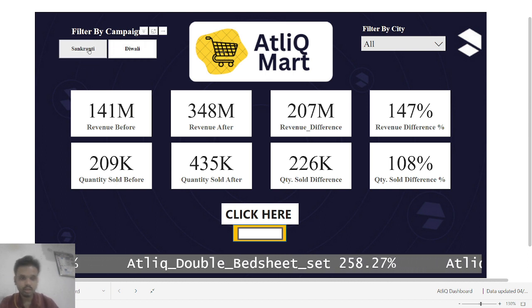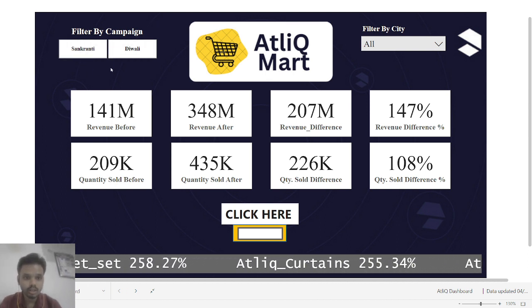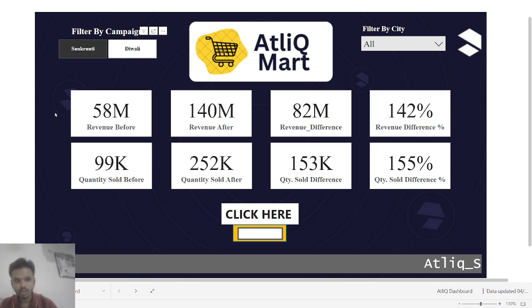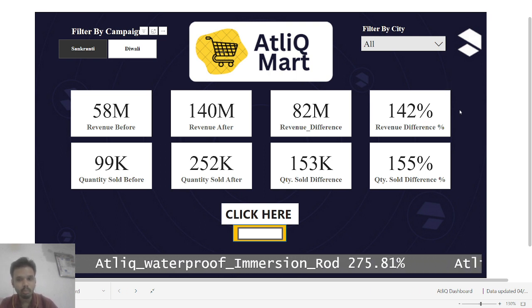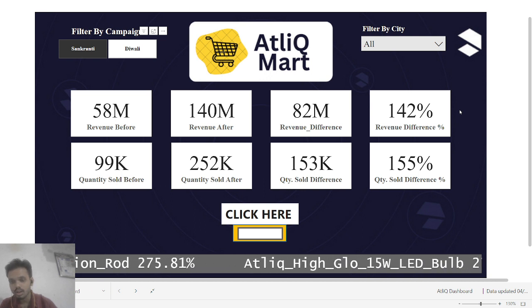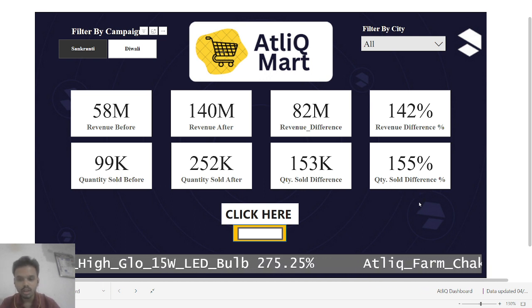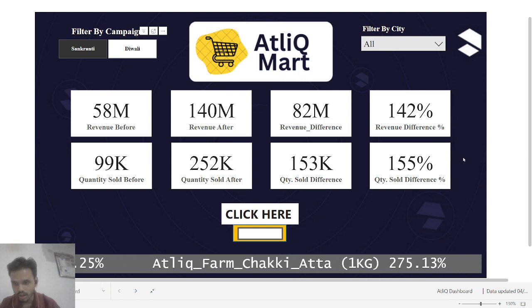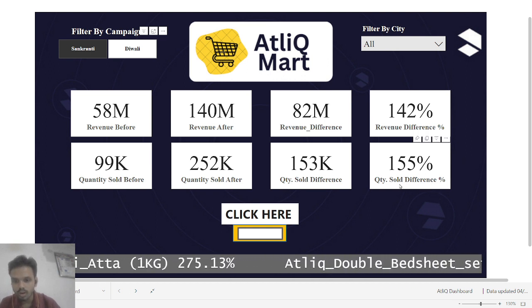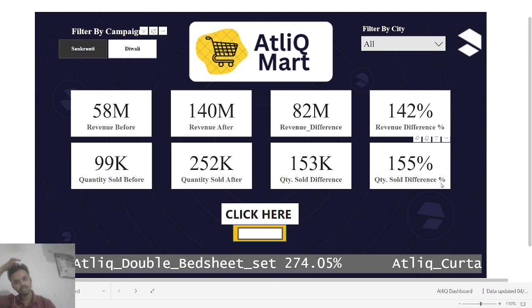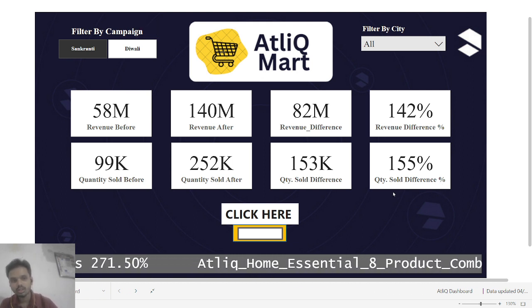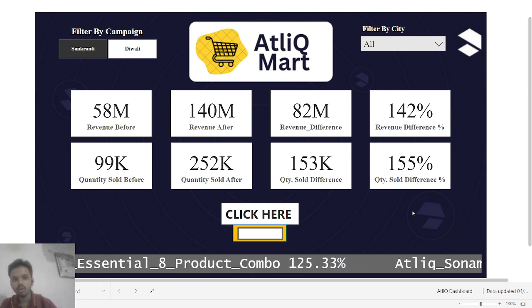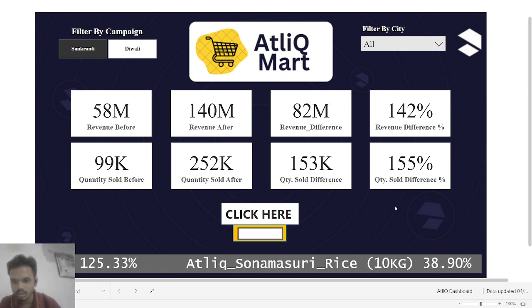If we check via the slicer for Sankranti, we can see that the revenue difference is 142%, which is slightly below the overall revenue difference, but the quantity sold gets higher. The overall quantity sold difference was 108, but here it's 155%. So in terms of sales, Sankranti has given outstanding performance.